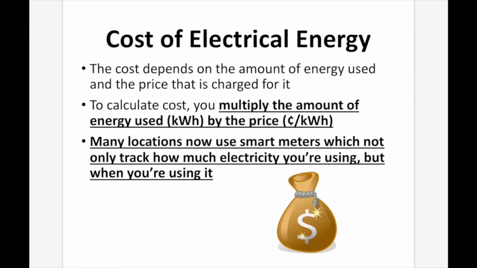So how do we calculate the cost of electrical energy? Well, the cost depends on the amount of energy used and the price you're charged for it. To calculate cost, you multiply the amount of energy used in kilowatt hours, like we just talked about, by the price, and it's usually cents per kilowatt hour. Many locations now also use smart meters, which not only track how much electricity you're using, but when you're using it, and the prices vary depending on the time of day.